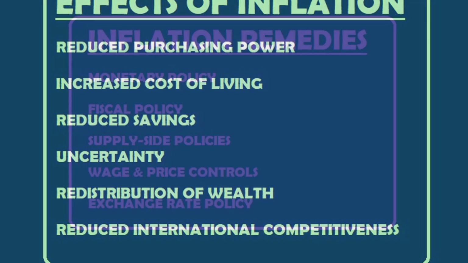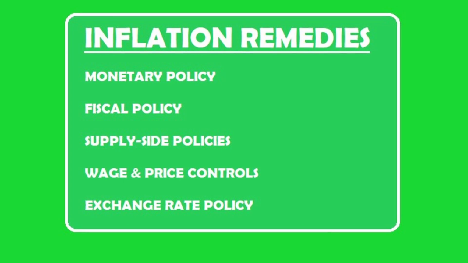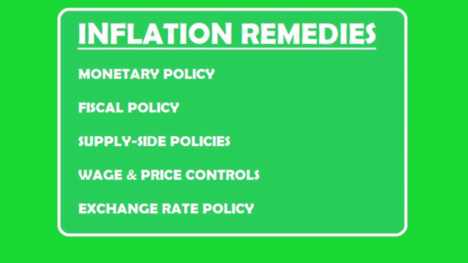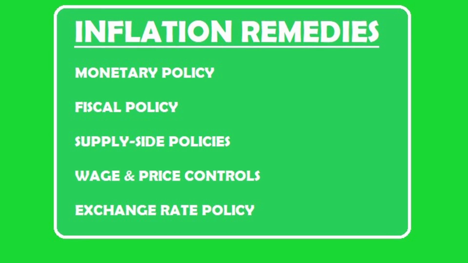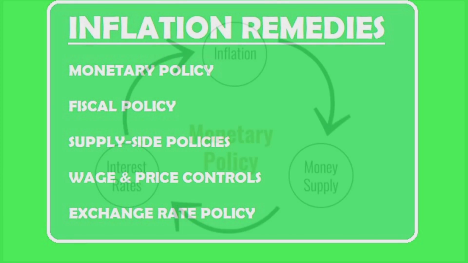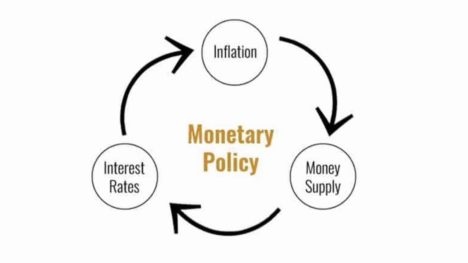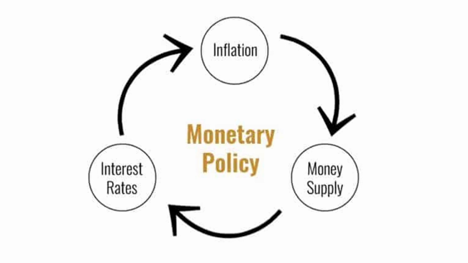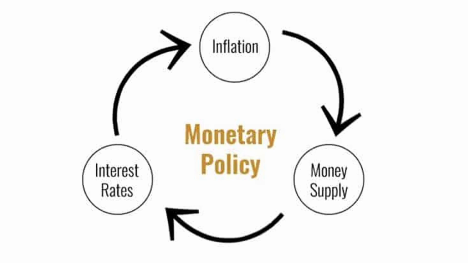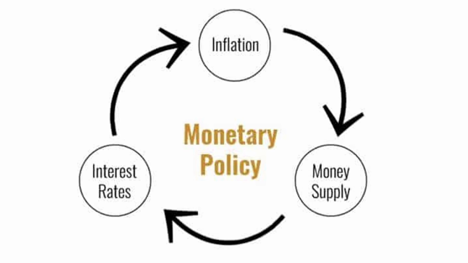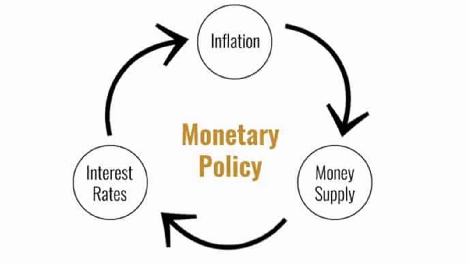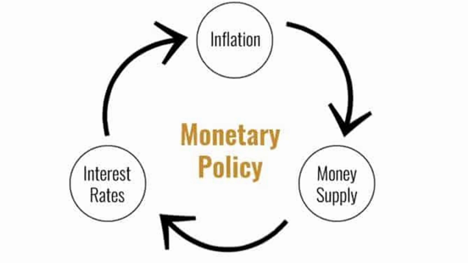There are several remedies for inflation that policymakers can implement to manage and control inflation. Some of the most common remedies include monetary policy. Central banks can use monetary policy to control the money supply and interest rates, which can help manage inflation. For example, if inflation is high, a central bank can increase interest rates to reduce borrowing and slow down the economy, which can help reduce inflation.